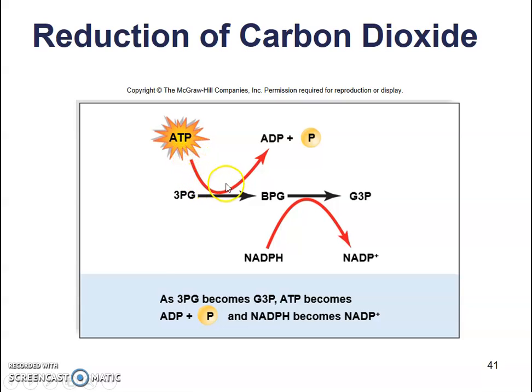So we have ATP that is being broken down, using some of the energy to take 3PG and make BPG, which then uses some of the energy in NADPH to make G3P. As 3PG becomes G3P, ATP becomes ADP plus P, so it's breaking down the ATP, and NADPH becomes NADP. So basically it's taking the energy from the light reaction and making this G3P molecule.